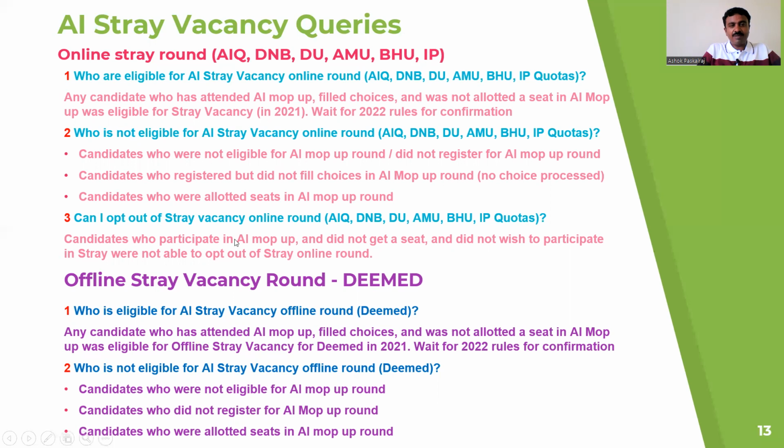This is unfortunately not possible. Basically, an opt-out option out of the stray vacancy online round is not possible. Last year, the choices were processed by default. All the AIQ to IP quota choices were processed by default. Even if you had been allotted a state mop-up seat, and even if the candidate was willing to opt out, knowing that he or she has got a state mop-up seat, by actually following the process, they were still not able to opt out of the stray vacancy round.